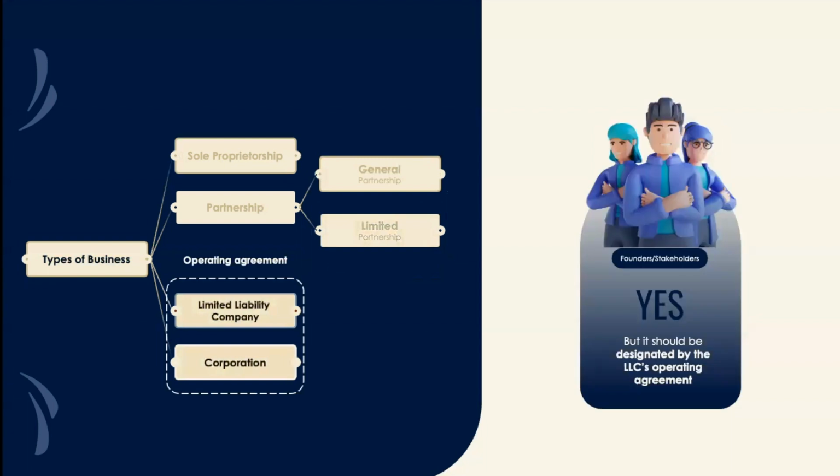In a limited liability company or a corporation, these are separate entities and they're very different from the partnership structure. With a limited liability company, the founders of the limited liability company are known as the members. And normally, the person who has the authority to bind the LLC would be designated in the limited liability company operating agreement. If it's not designated there, then possibly any member of the LLC has the power to bind the entity.